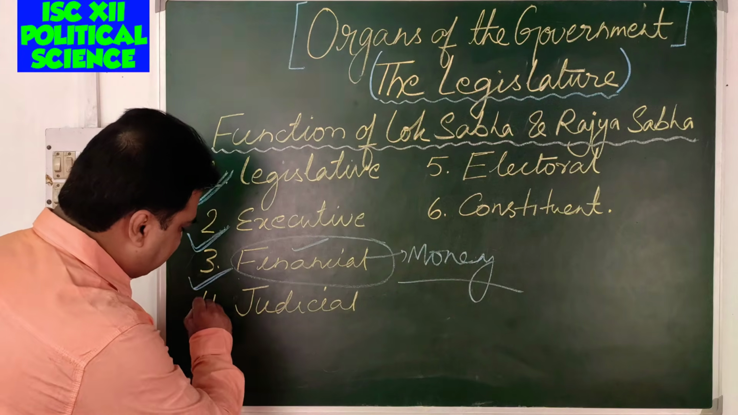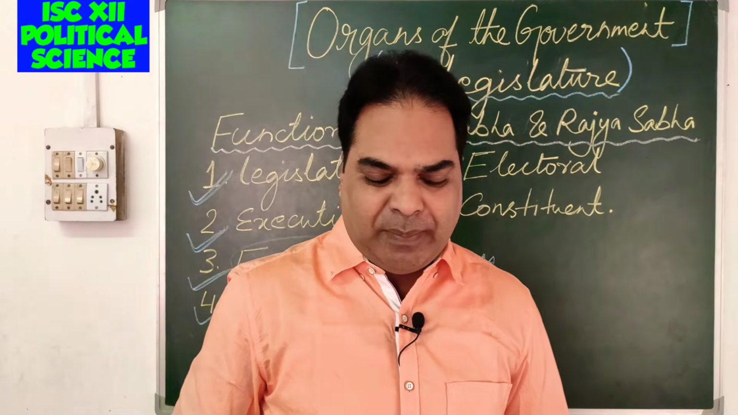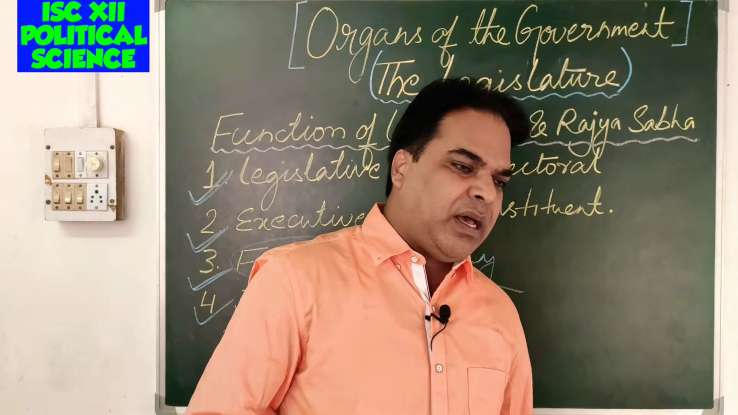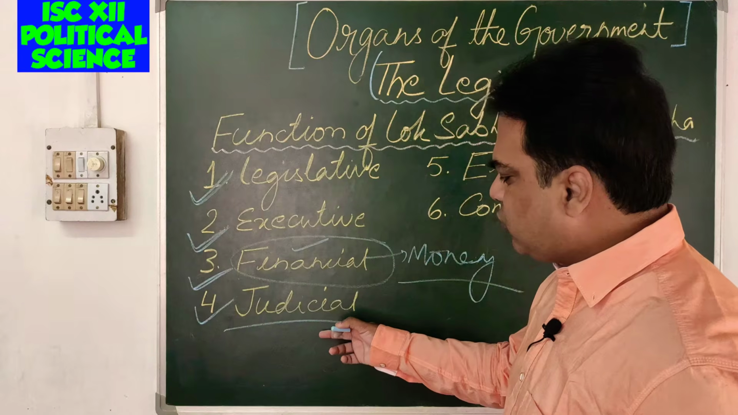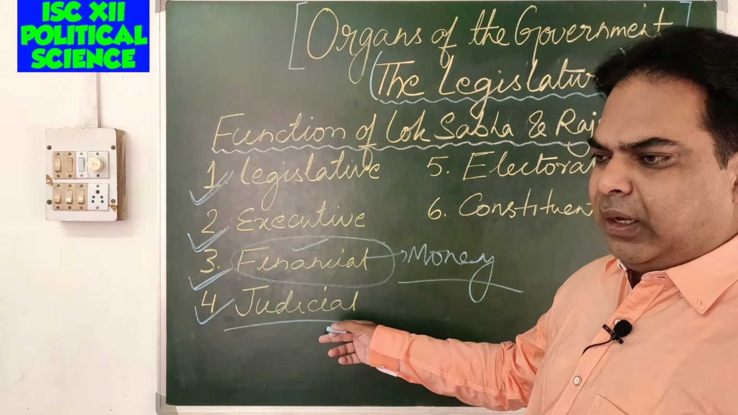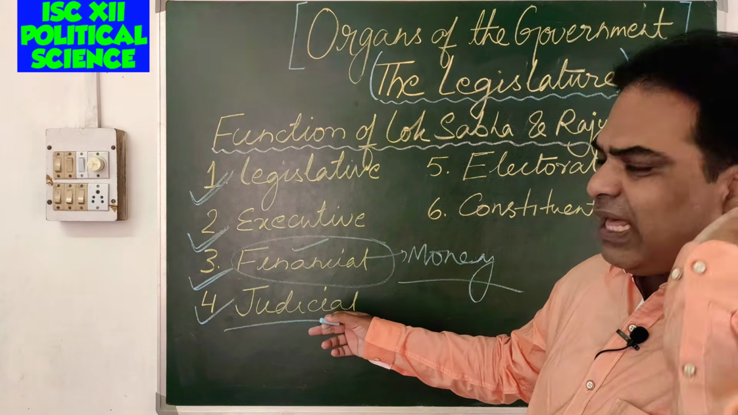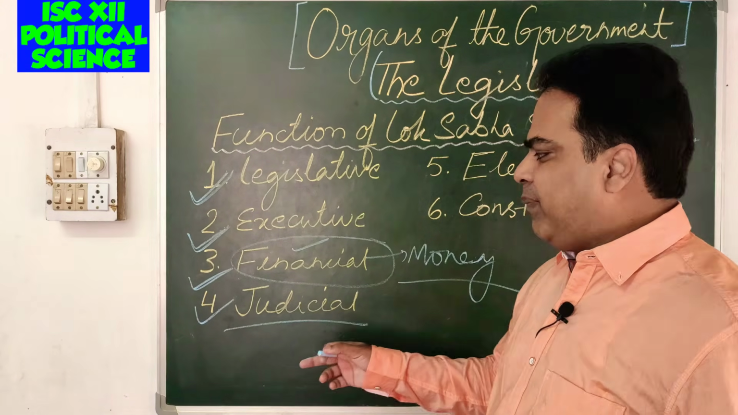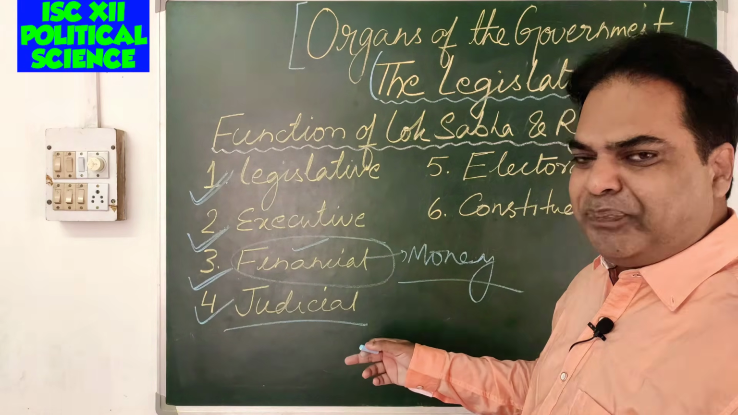Now the next one we have is judicial powers. You know that Lok Sabha as well as Rajya Sabha enjoy co-equal powers in this field also. For example, in terms of impeaching the president of our country, the Supreme Court judges and the High Court judges, the impeachment process can take place in either house.